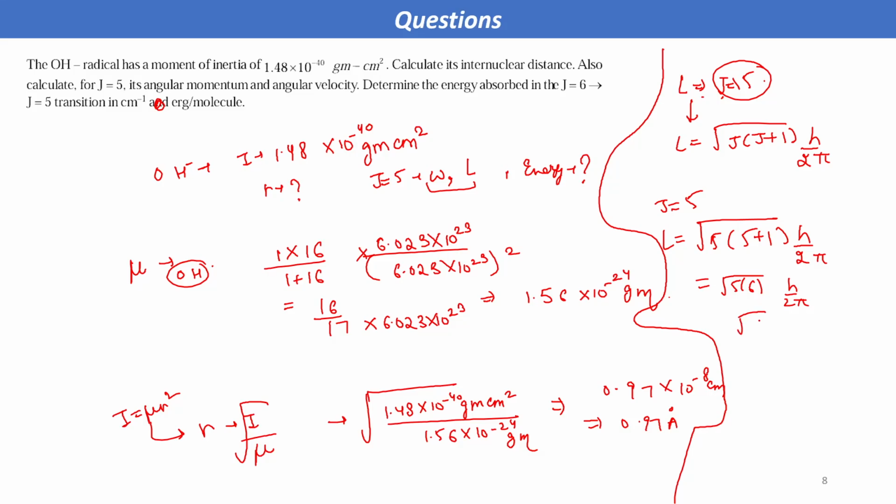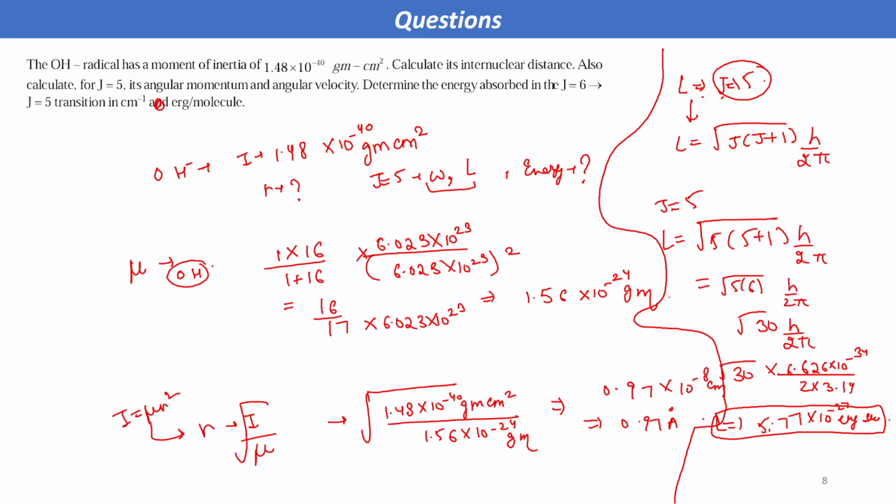So it will be root 30 into 6.626 into 10 raised to minus 34 divided by 2 into 3.14. It will be 5.77 into 10 raised to minus 27 gram centimeter square per second. So this will be the value of L.